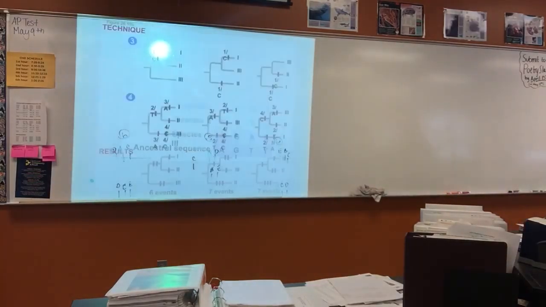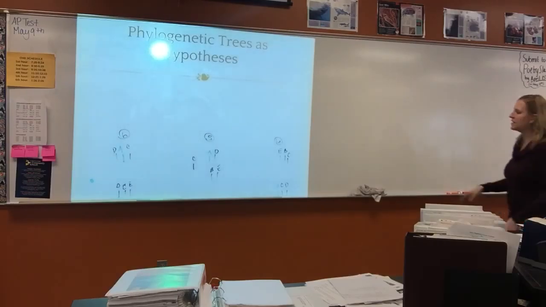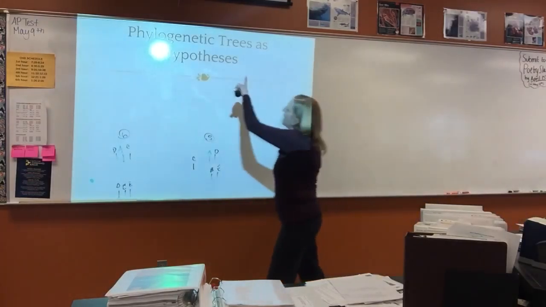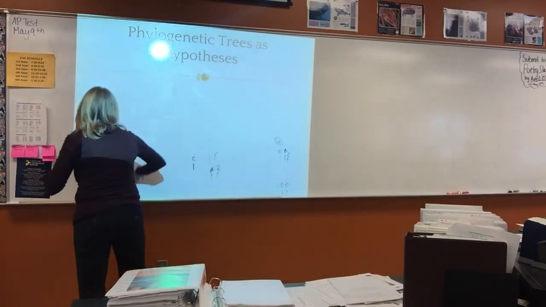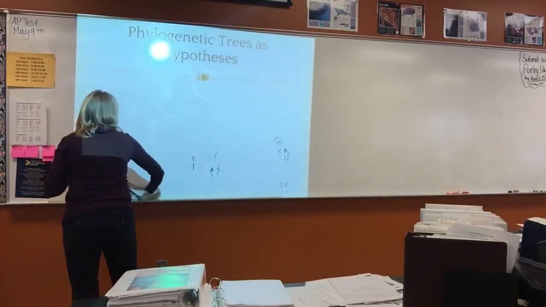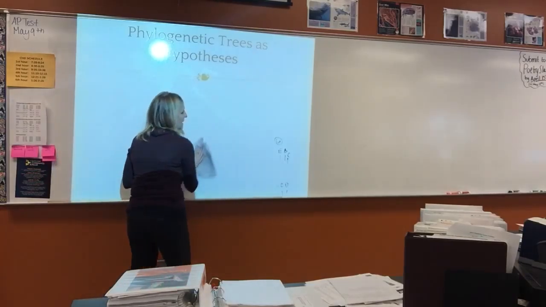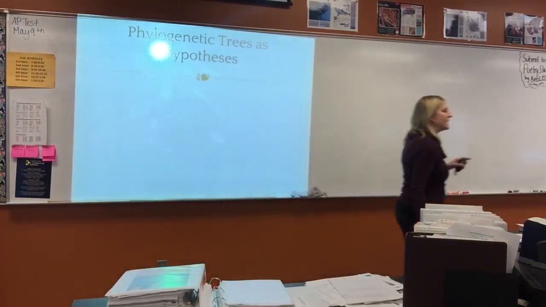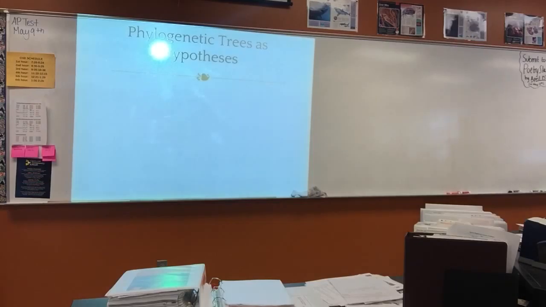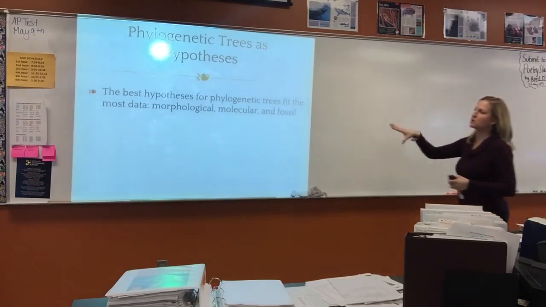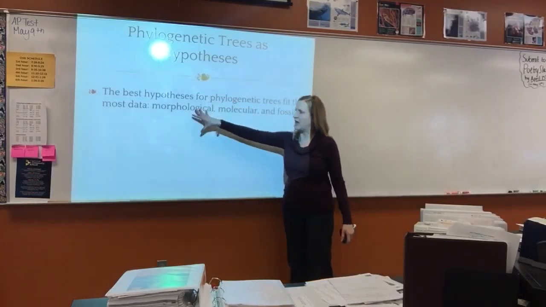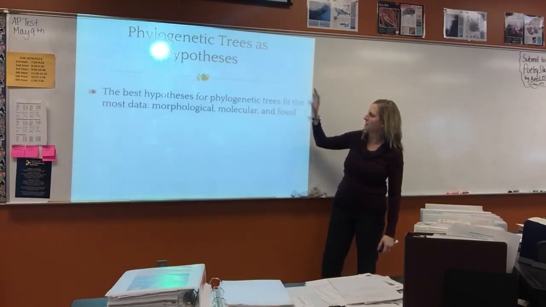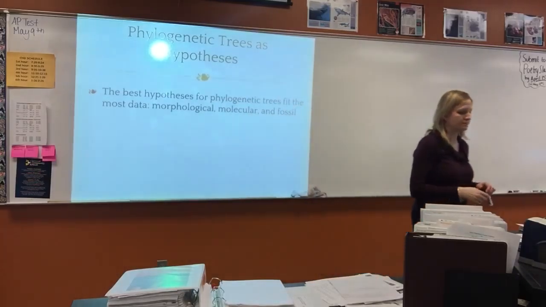All right, very good. Let's move on here in the notes then. This is why it says phylogenetic trees as hypotheses. We have a hypothesis about evolutionary relationships based upon the data that we have at the time. That data can change, and therefore evolutionary trees can change. The best hypothesis for phylogenetic trees fits the most data. So that's morphological data, molecular data like DNA, and fossil data.